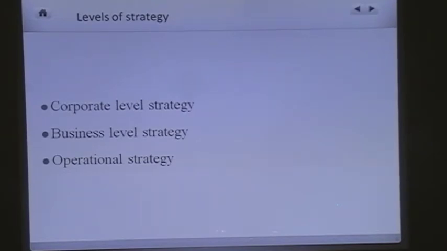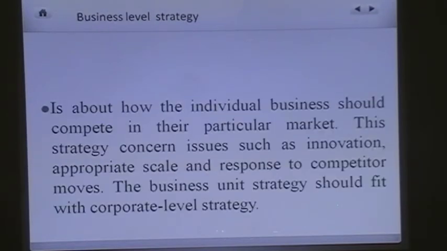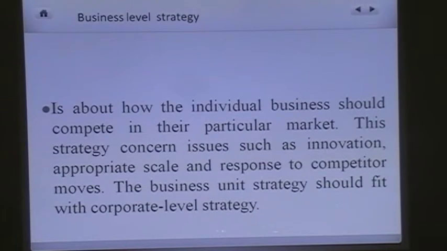Let's look at the levels of strategy. There are 3 levels of strategy. There is a corporate level strategy, there is a business level strategy, and there is an operational strategy. Let's look at the first one, business level strategy. Now, business level strategy is all about individual business, as the word signifies, and this is particularly put in context to compete within a particular market.